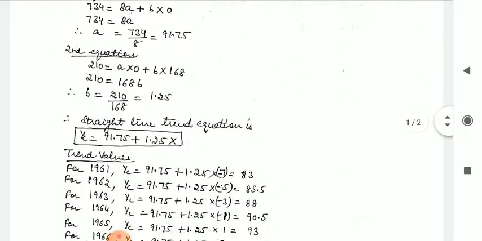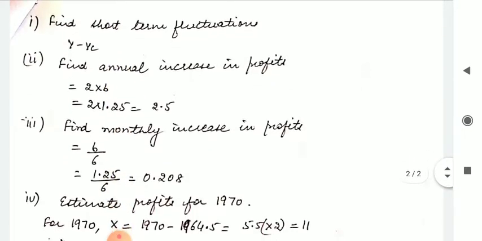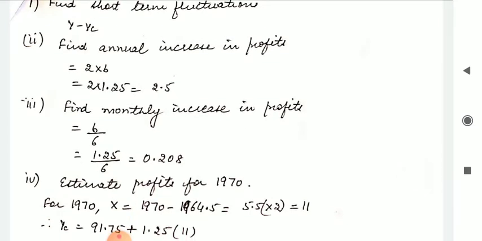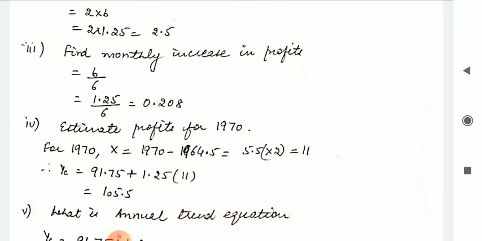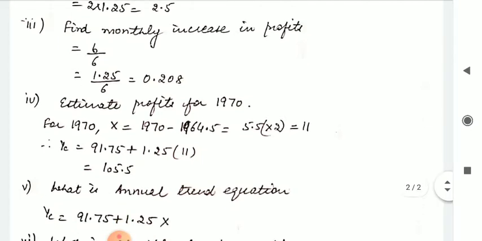After that, you may be required to find the annual increase in profits, or you can say annual change in profits. So how do you calculate it? In case of even number of years, it is 2 multiplied by B. So 2 multiplied by 1.25, it is 2.5. Similarly, if you want to find monthly increase in profits or monthly change in profits, how do you do it in case of even number of years? It is equal to B divided by 6, that is 1.25 over 6 is equal to 0.208.